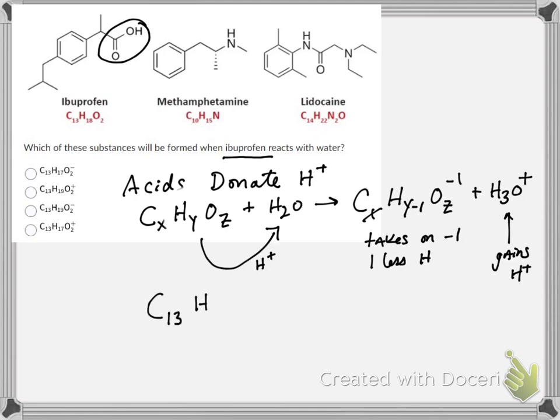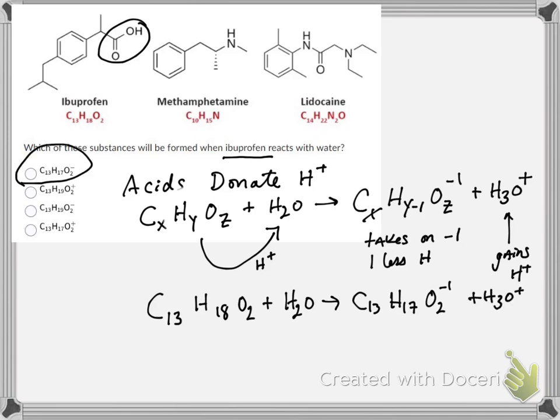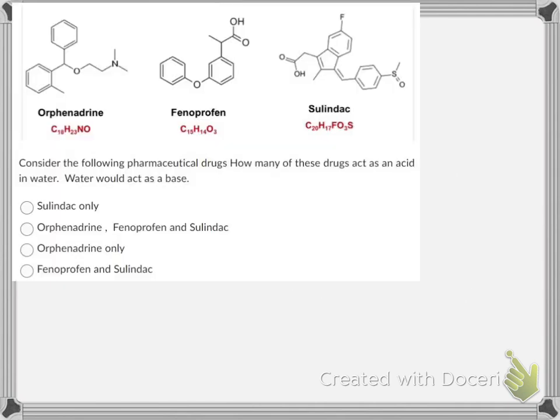All right, for this reaction, we have C13H18O2 plus water. We'll make C13H17O2 minus charge plus hydronium, and that gives us the top option. In this question, they say how many of these drugs act as an acid in water, and in this case, water would act as a base. So we look through the molecules here.